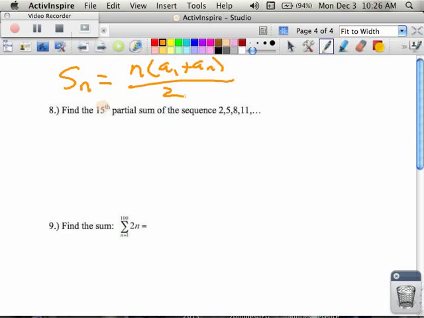If I want the 15th partial sum, I know that that 15 is my n. I know my first a is a1, which is the number 2, but I don't know an. So I need that. So I'm going to find an by going, oh, a sub 15, because I want the 15th number, is equal to a1, which is 2, plus parentheses n, which is 15 minus 1 times d. The difference is 3, because it's going up by 3 each time. And this formula gives me my 15th term, because I have to find that. When I put that all together, I get 44.